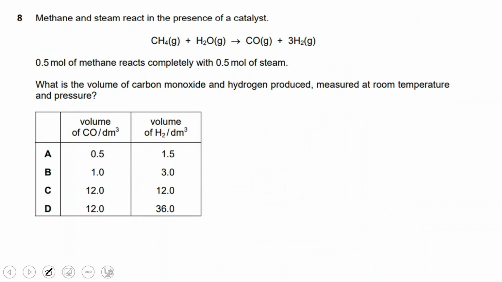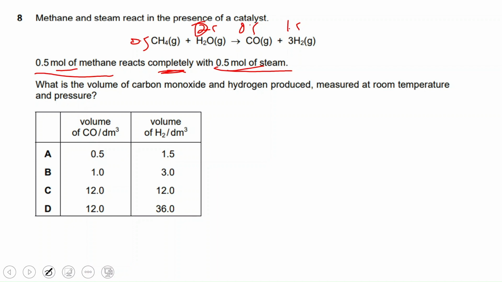Now, methane and steam react in the presence of a catalyst, and 0.5 moles of methane react completely with 0.5 moles of steam, which means that the ratio is, this is 0.5, this is also 0.5, this is going to be 0.5, and this is going to be 1.5. So this is a 0 with that, this is 0.5. Basically, that's the stoichiometric ratio, because we know that 0.5 of that completes the reaction with 0.5 moles of steam.